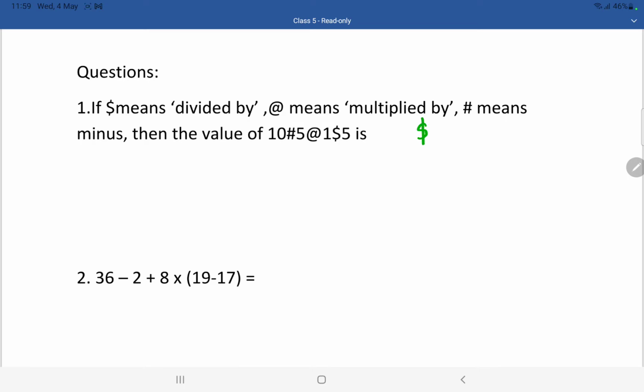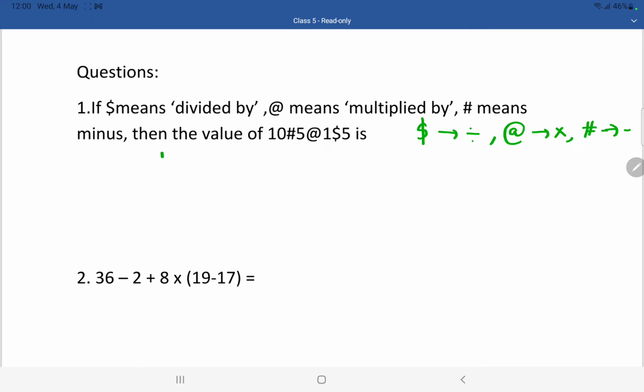They have given the dollar is divided by. Then they have given at the rate means multiplication. Then they have given this hashtag symbol is subtraction. First, whenever you are given a question, remember that always you need to write what is the given data. It is very important. Then you will not get confused while solving the problem further. Okay. First, I have written whatever data is being given in the question.